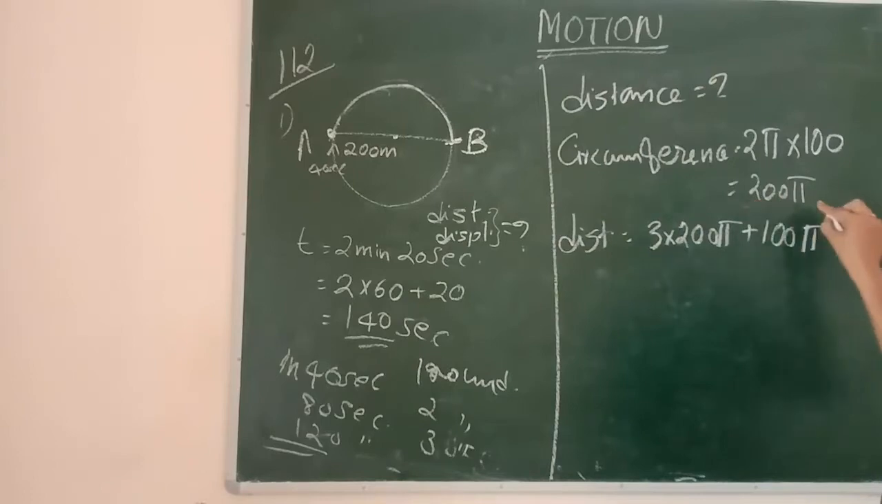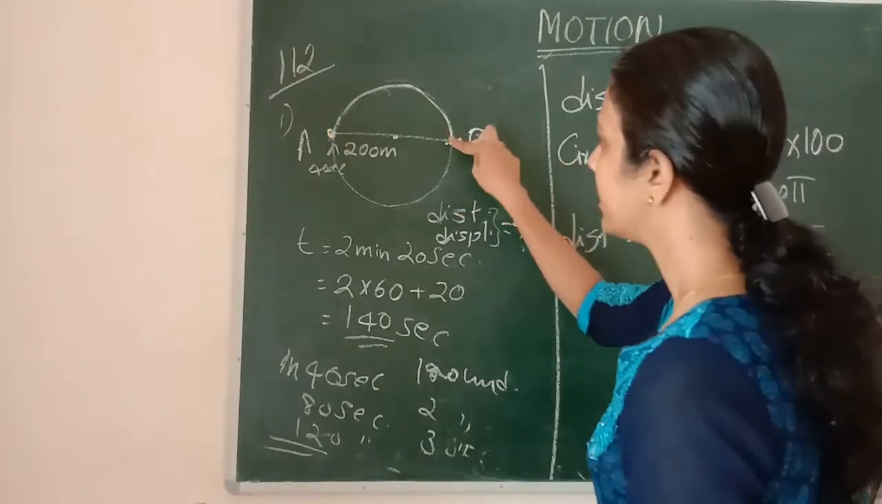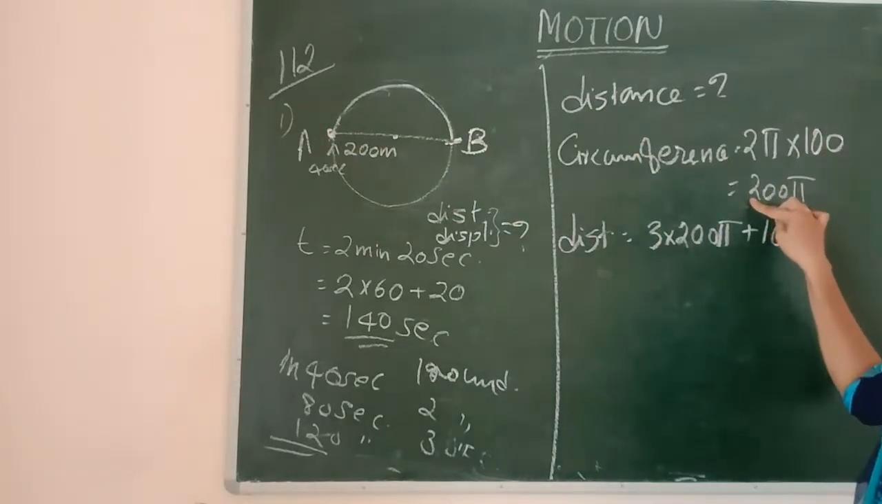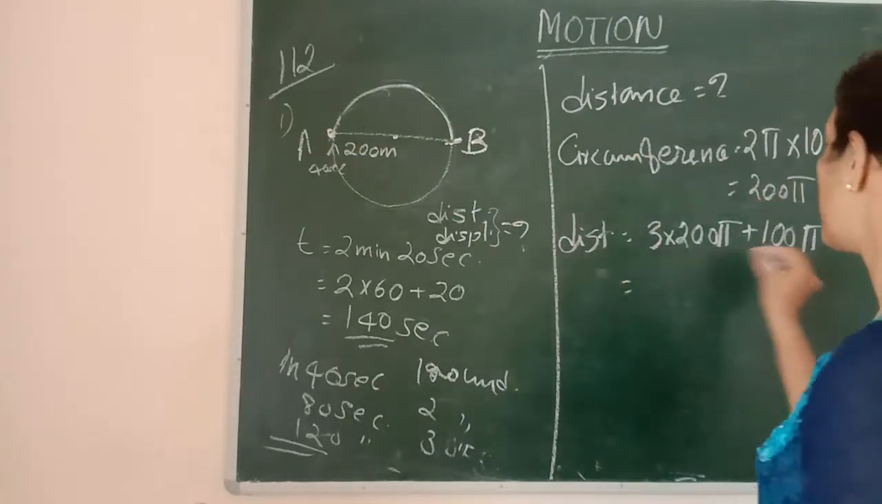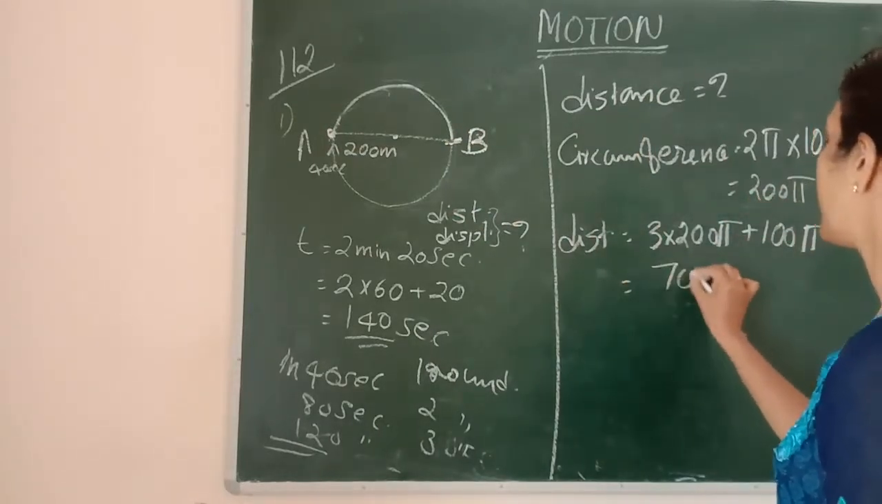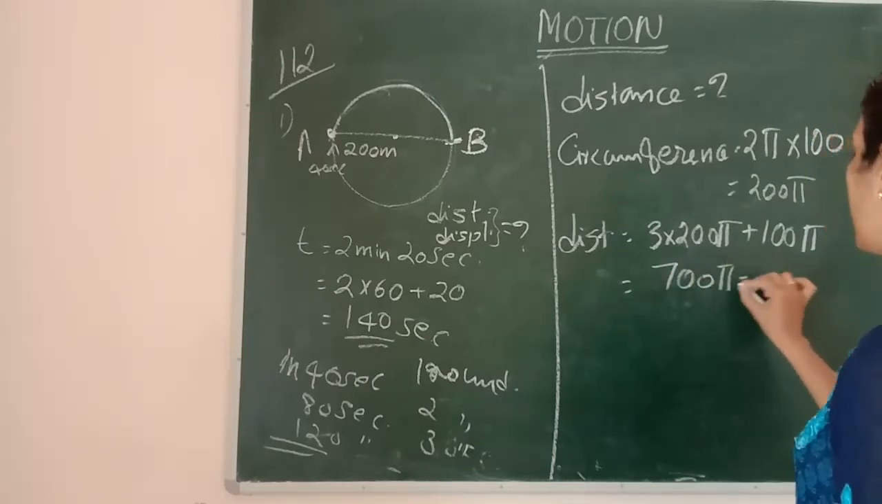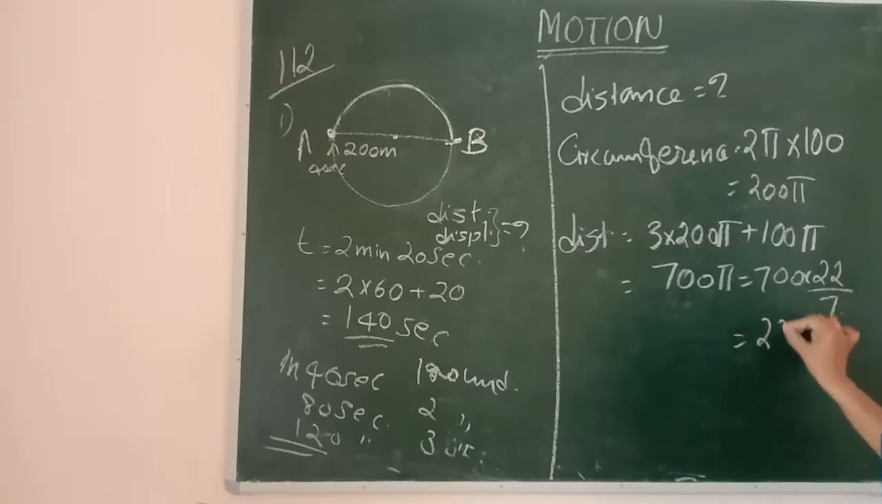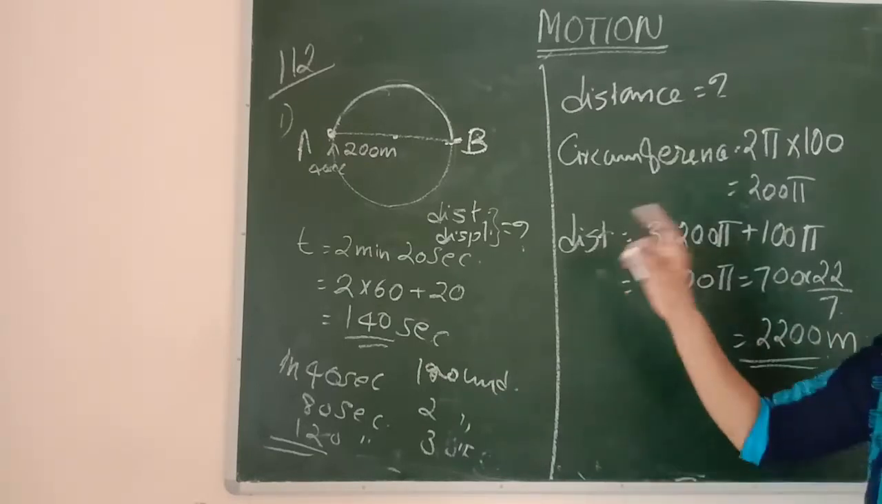He is covering till here, half of circumference. Half of circumference means 100 pi. So together he is taking 700 pi, or we can write it as 700 into pi, whose value is 22 by 7. So 2200 meters. This will be the distance covered by the athlete.